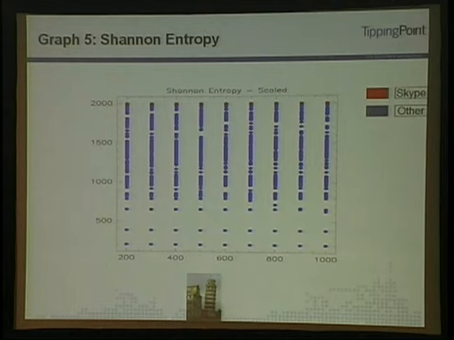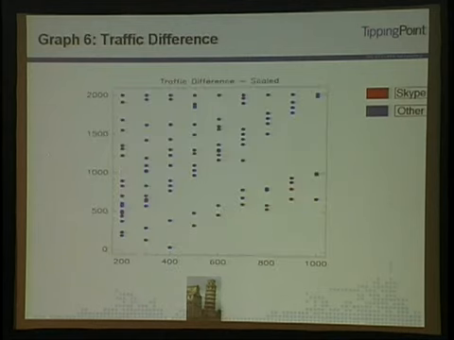Also, as an interesting side note, that stuff right about 1,000, those were mostly web pages and things like that. And that actually works out to be about the entropy of the English language. So just, for all you linguistics nerds out there, that's where it is.